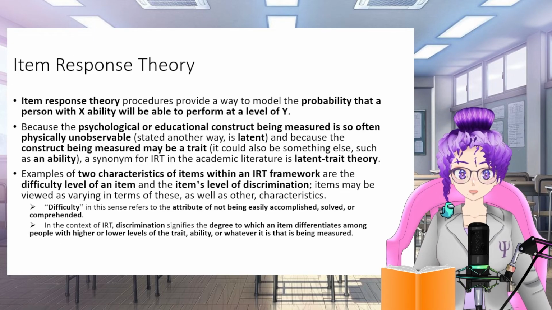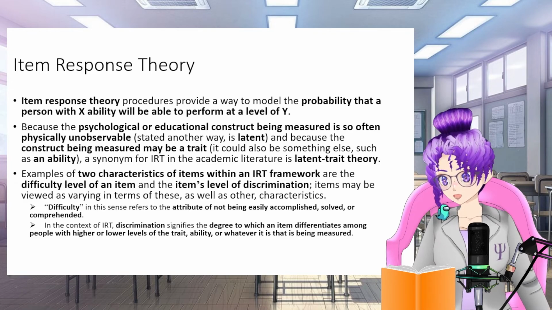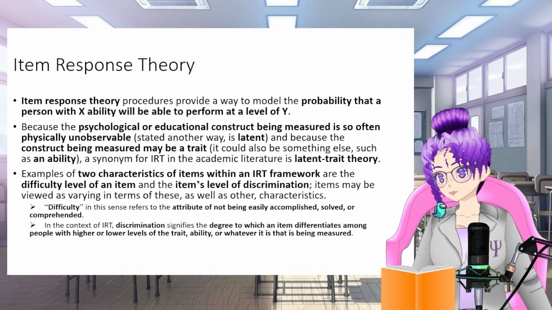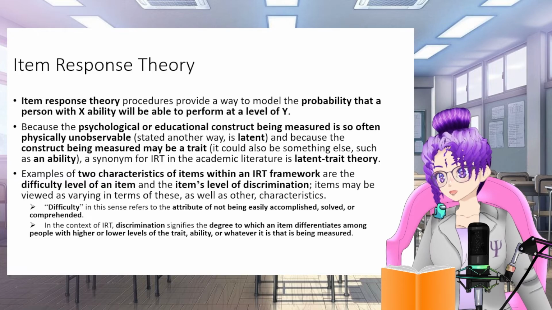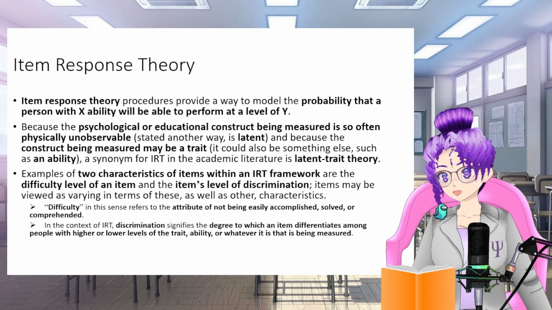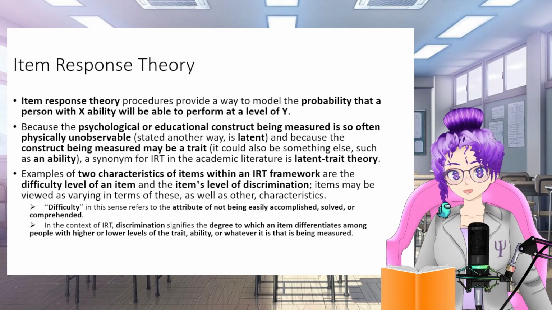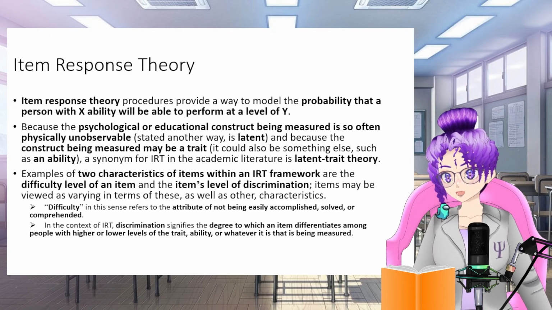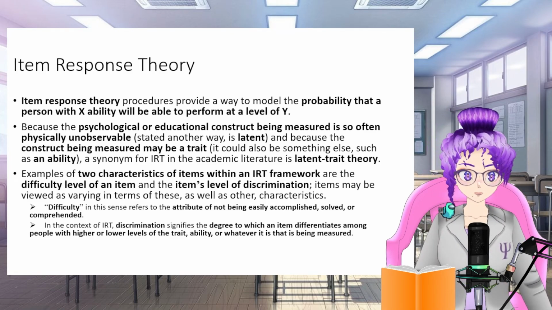So lastly, item response theory. Item response theory provides a way to model the probability that a person with X ability will be able to perform at a level of Y. Because the psychological or educational construct being measured is so often physically unobservable, or stated the other way, latent, and because the construct being measured may be a trait, or it could be something else such as an ability, a synonym for IRT in the academic literature is latent trait theory.